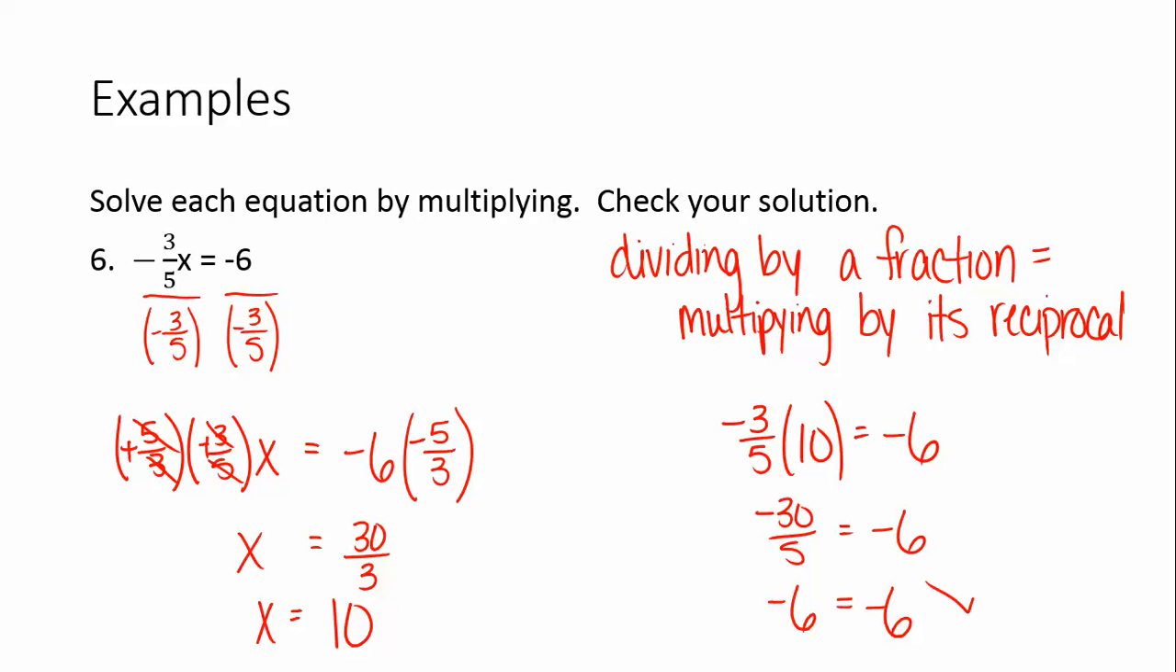So anytime you see a variable being multiplied by a fraction, you want to multiply it by its reciprocal, because that is the same as dividing by that fraction.